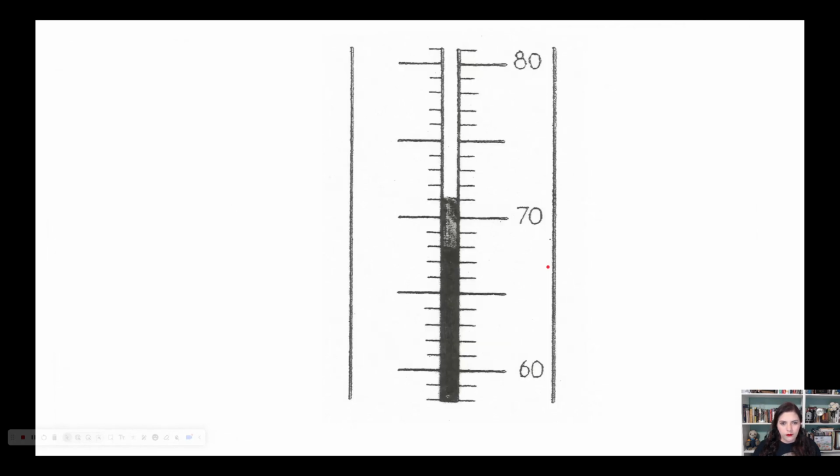Here's a thermometer, very similar, right? I just have to figure out how much is each line worth and then read off what temperature it's telling me, right? And because this is science, we're going to be using metric. We use Celsius.